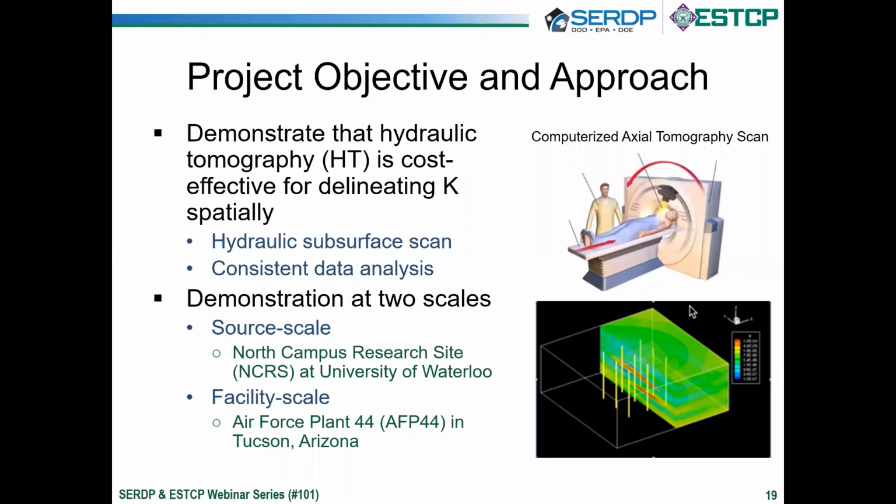And the approach we took for this project is we demonstrate the technology at 2 sites. For the small scale demonstration, we did that at the North Campus research site at the University of Waterloo, and the study area is on the order of 20 meters by 20 meters, and I'll get into the detail of that. The second demonstration site is a DoD Air Force facility, Air Force Plant 44 site in Tucson, Arizona, and it has a study area on the order of 2 kilometers by 2 kilometers.